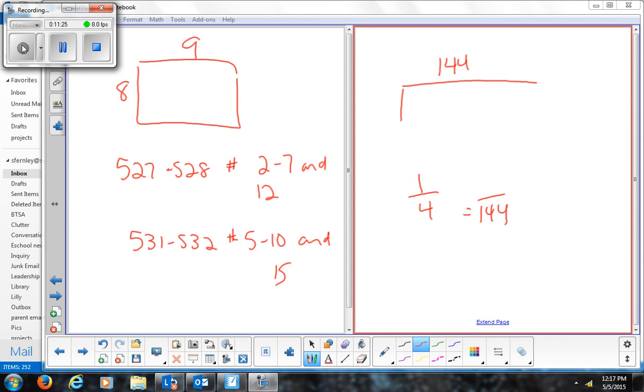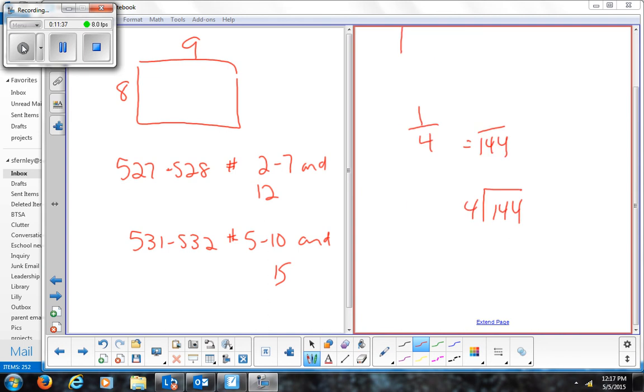Okay, so 1/4 of 144. How can I get from 4 to 144? How do I figure that out? Divide it. So I'm going to go 4 into 144. 4 goes into 14 how many times? 3 times. 4 times 3 is? 12. 14 minus 12 is? 2. 4 times 4 is 16, that's over 14. Bring the 4 down. 4 goes into 24 how many times? 6. 4 times 6 is? 24. 24 minus 24? 0. So my answer then is 36.